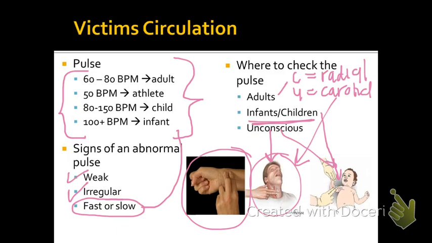One big thing to keep in mind when you're checking a pulse is you never ever want to check a pulse with your thumb, because obviously your thumb has a pulse in it. So typically the rule of thumb is to check it with your index finger and your middle finger, or digits 2 and 3.